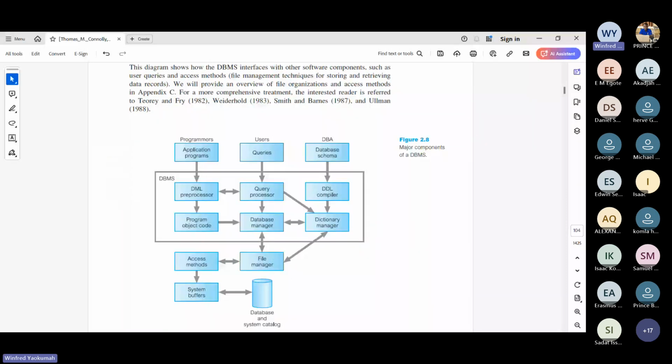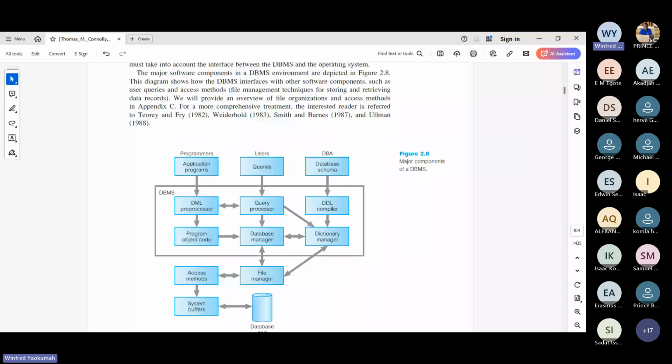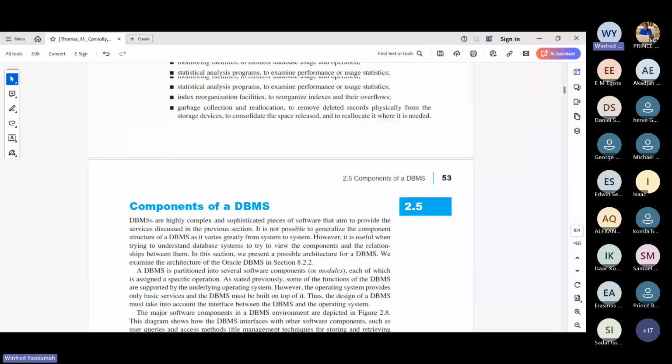this vendor independence, but if you take maybe Oracle and you want to look at the Oracle major components, they follow the same thing like this. If you take DB2 or SQL Server, they follow the same kind of thing like this, because these are the things that are needed there for them to be able to meet the 10 functions of the database management system.